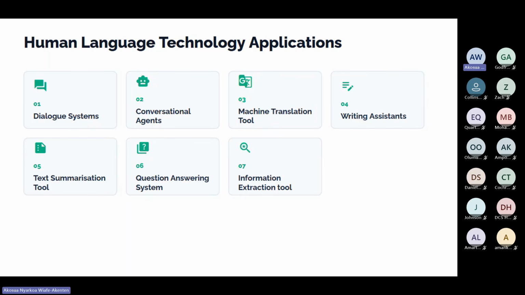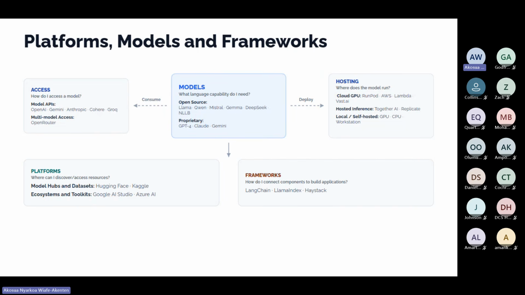All right. So platforms, models, and frameworks. Okay, now that we have an understanding of what technologies we need to consider when we are building our solution, the next question becomes, where do we as a team find these technologies, and then how do we use them?